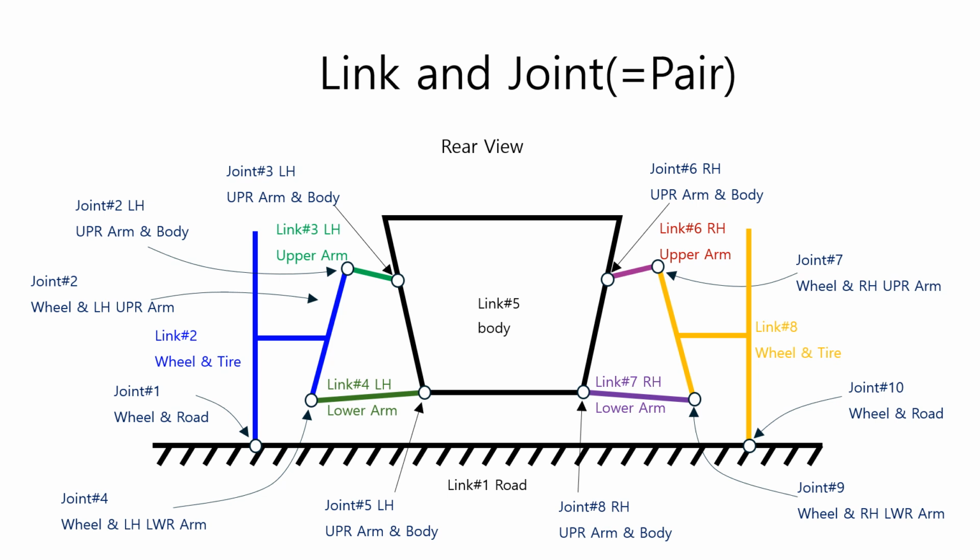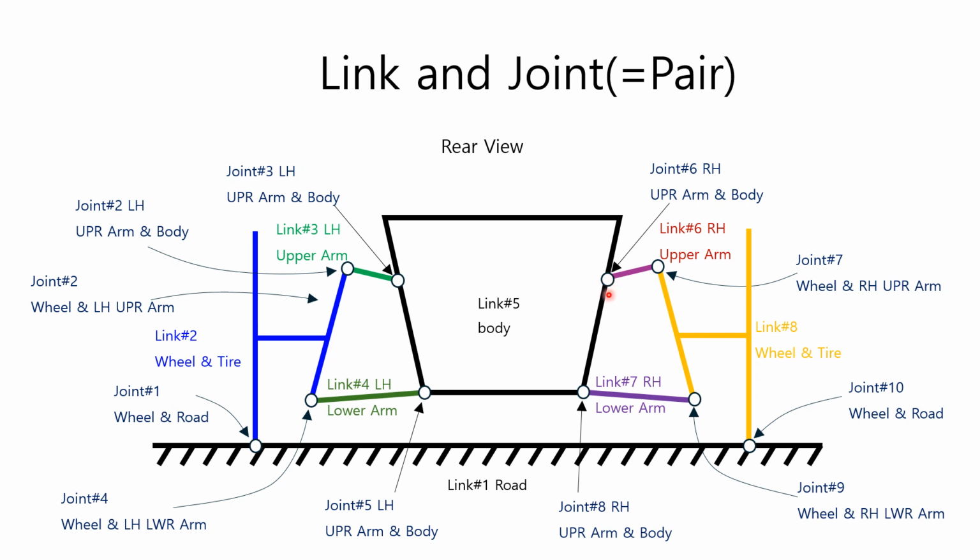This time, let's learn about joints. The point where the left wheel meets the road is joint 1. The point where the left wheel meets the left upper arm is joint 2. The point where the left upper arm meets the body is joint 3. The point where the left wheel meets the lower arm is joint 4. The point where the left lower arm meets the body is joint 5.